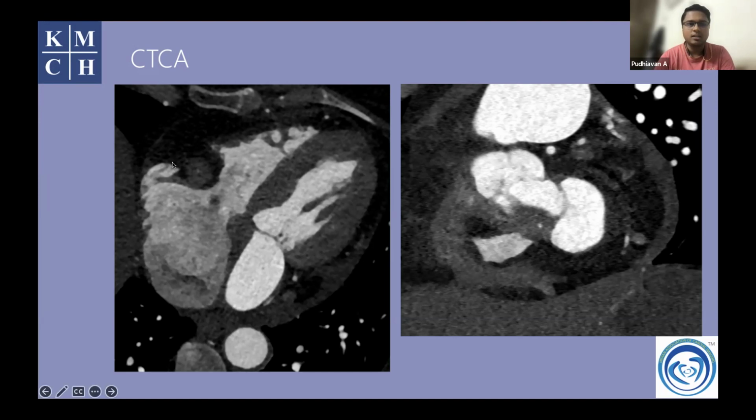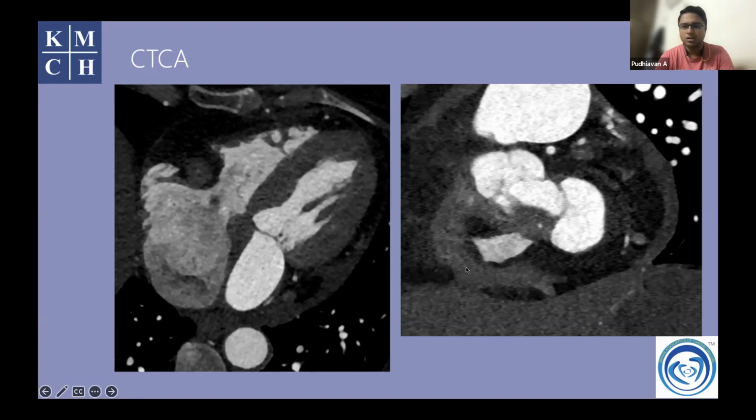You can see that in the right atrioventricular groove, there is a round tubular soft tissue density lesion that was seen. So here you can see that the entire RCA is replaced by a cord-like structure. It was starting from the ostium and then extending up to the RCA bifurcation. And you can also see that there is some amount of wall thickening. There is also extension into the aortic root, into the aortic annular region.